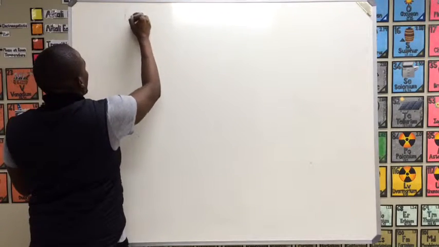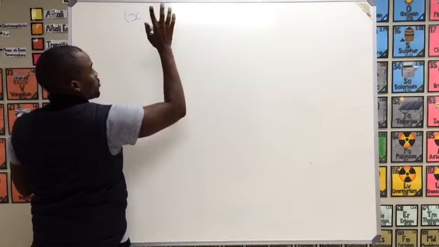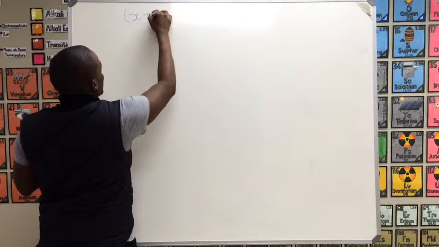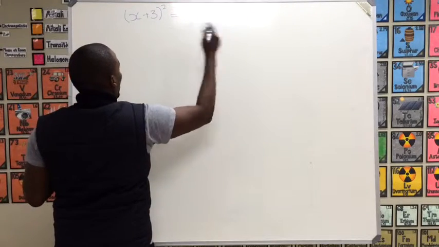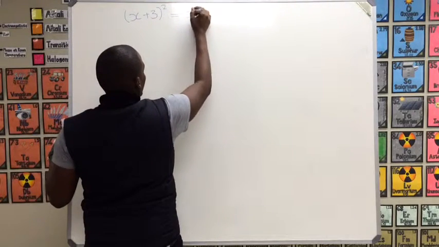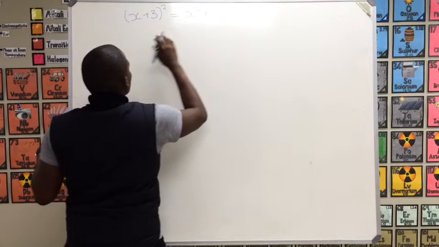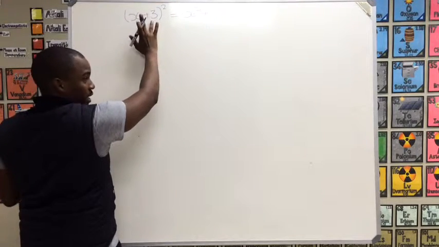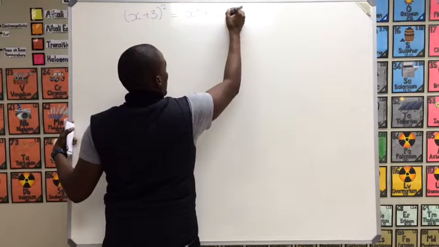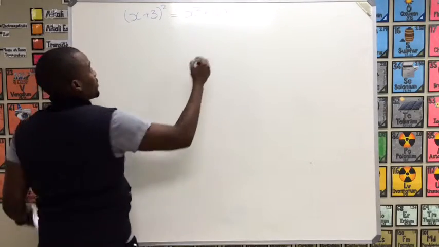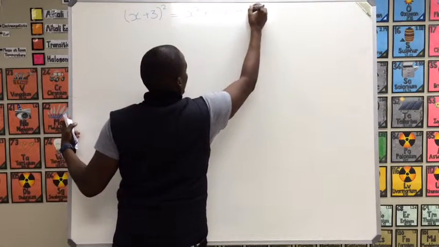So if I had a binomial, right, it's 2 terms, so let's say x plus 3, and I squared this binomial, my answer would be the first term squared plus the first term times the second term times 2, so that's 3x times 2, which is 6x, plus the last term squared. So 3 squared is 9.